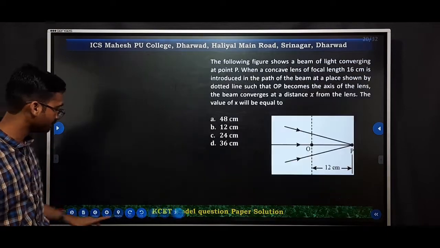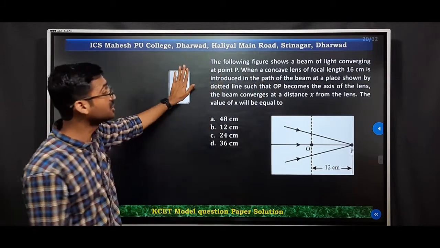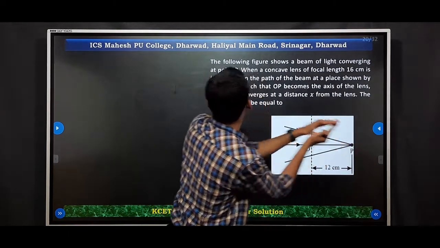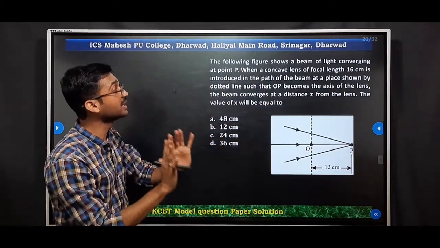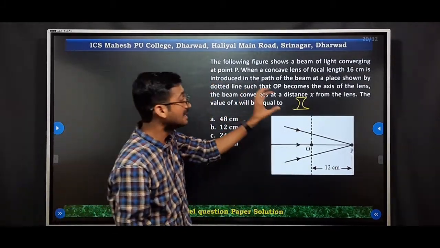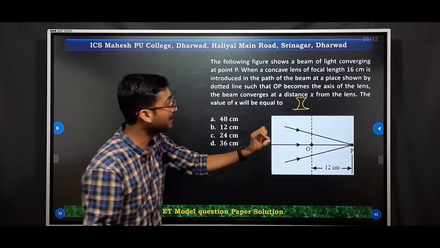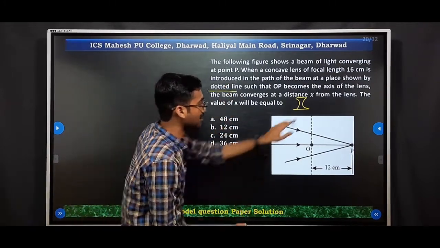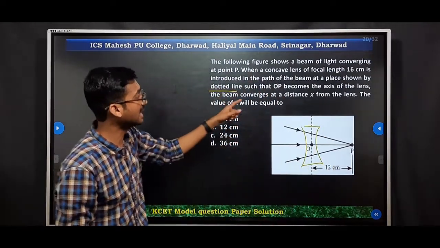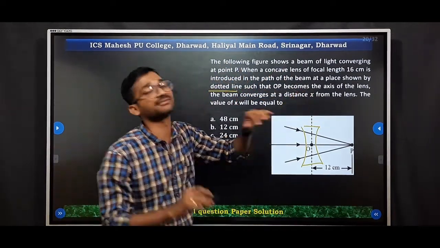Moving on to the next one. The following figure shows a beam of light which is converging at a point P. When the concave lens of focal length 16 centimeter is introduced in the path of the beam at the place shown by the dotted line, means when the concave lens is kept at the position of the dotted lines such that OP becomes the axis of the lens, the beam converges at a distance x from the lens.